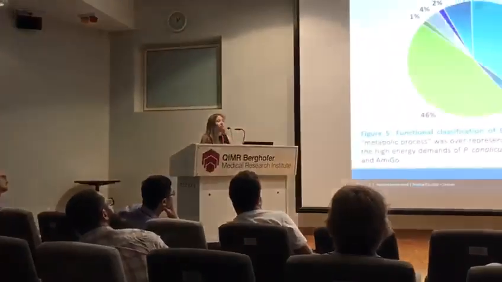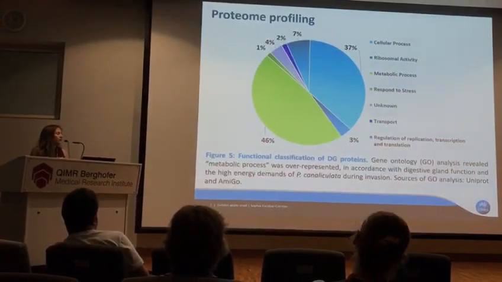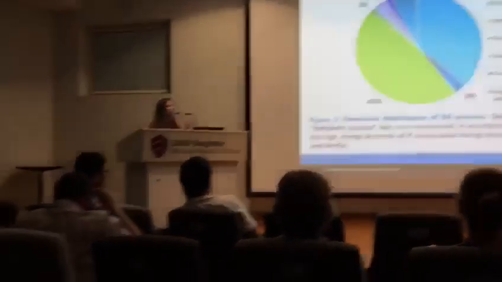Then we did the ontology of the digestive gland, and as you see, the proteins of metabolic process were overrepresented, and this is in accordance with the function of the digestive gland, and also because Pomacea has high energy demands for inhalation.